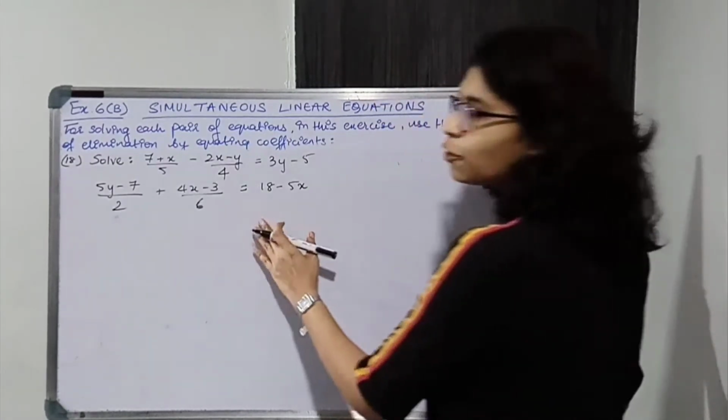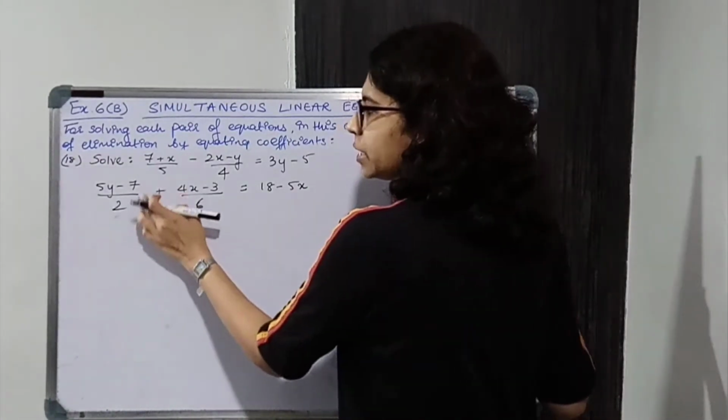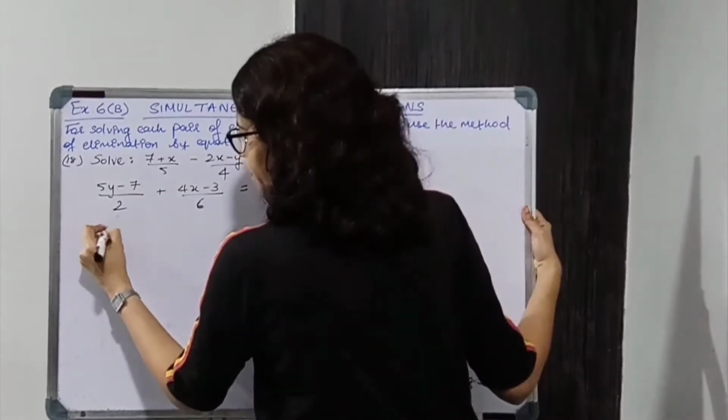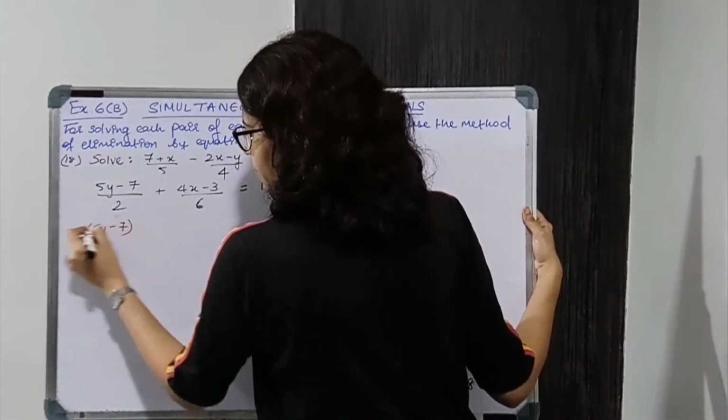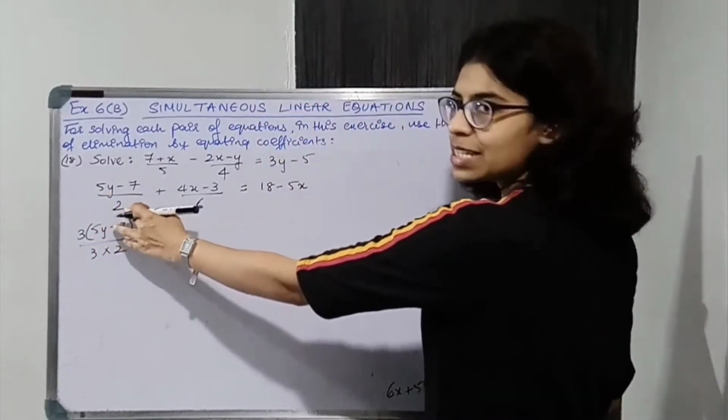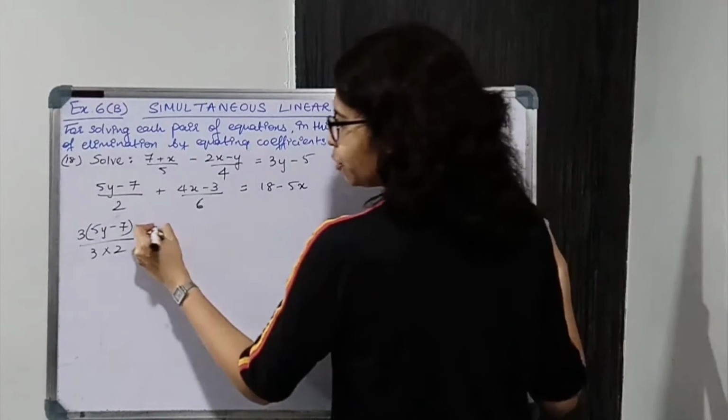Okay, now for the second one, we'll multiply by 3 over here. Okay, so multiply and divide by 3. Because we'll make this 6, 2 3s are 6, so we'll multiply in both numerator and denominator.